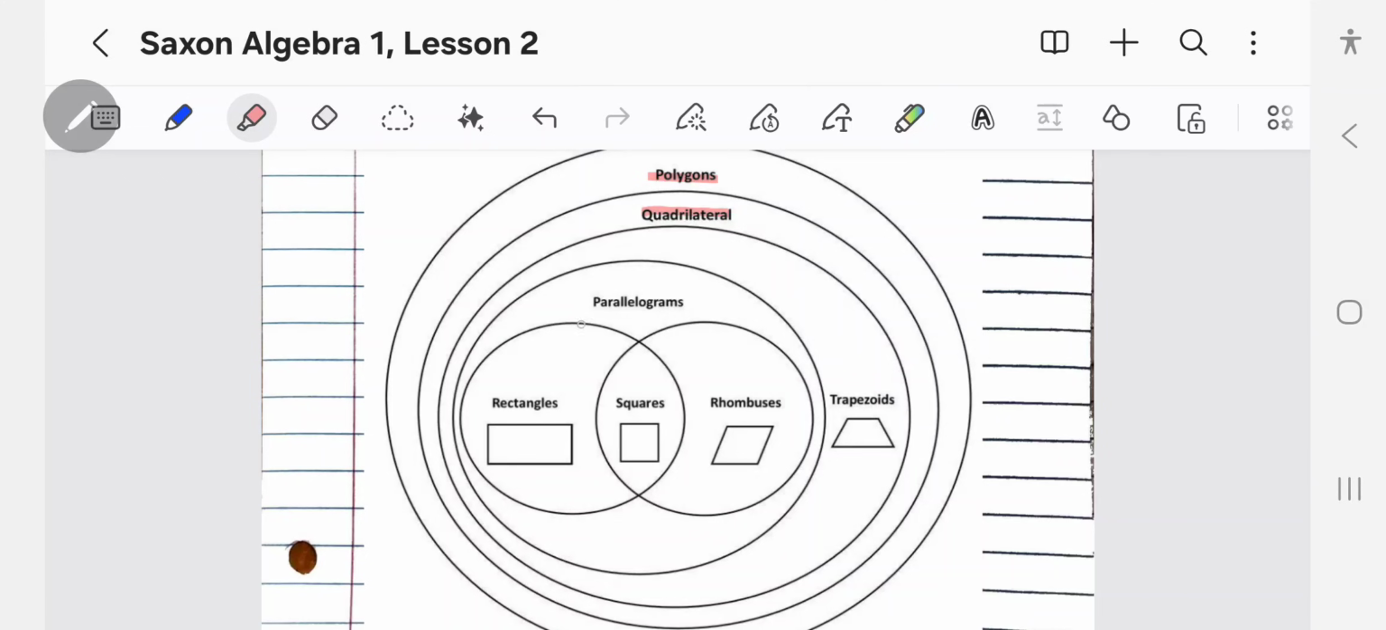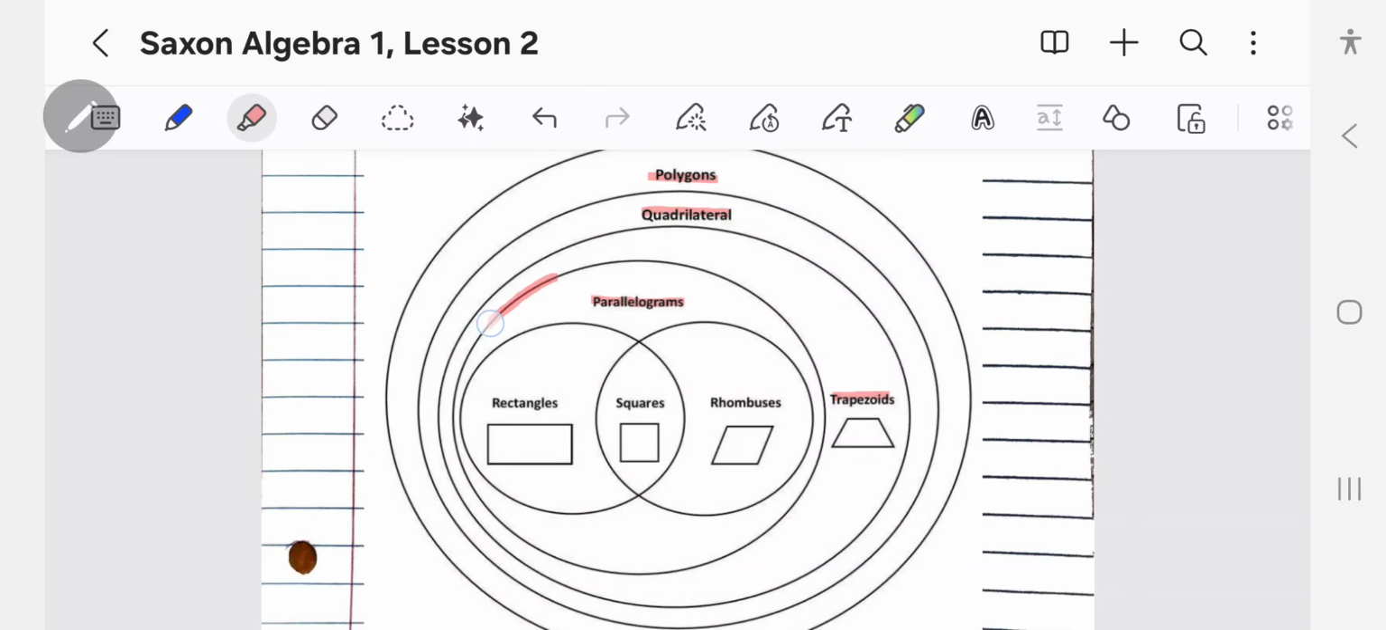And inside of the quadrilateral circle, you have trapezoids, okay? And you have parallelograms. So here's a parallelogram, which is not the same as a trapezoid. So they're not in the same circle, kind of like Athens and Atlanta were not in, Athens was not in Atlanta, right? But they were both in Georgia. So parallelograms and trapezoids are both in the quadrilateral circle, but they are not the same. They have some things in common.